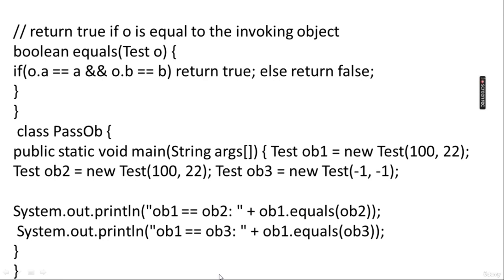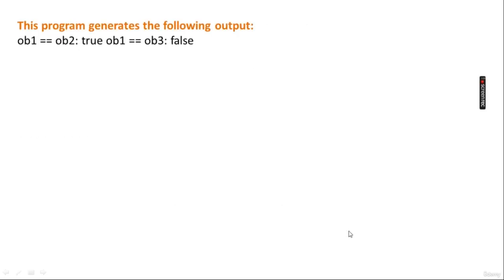So I need to check the equality of these objects. How will I check them? Object 1 dot equals object 2. Equals means both are having same values, right? So here I am having 100, 22, and for object 2 also I am having 100, 22. For the next one, 100, 22, are they equal with -1? No. So these two objects are not equal. So this will generate the following output: object 1 is equal to object 2, true, and object 1 is equal to object 3 is false.